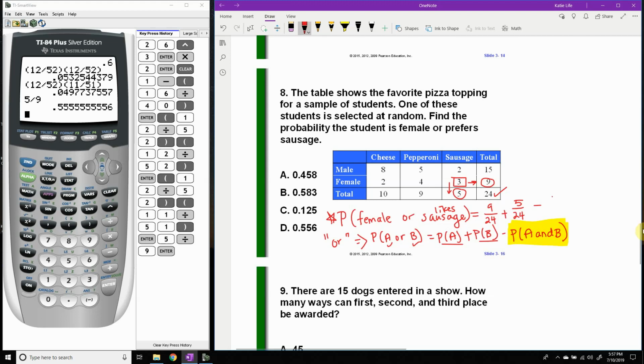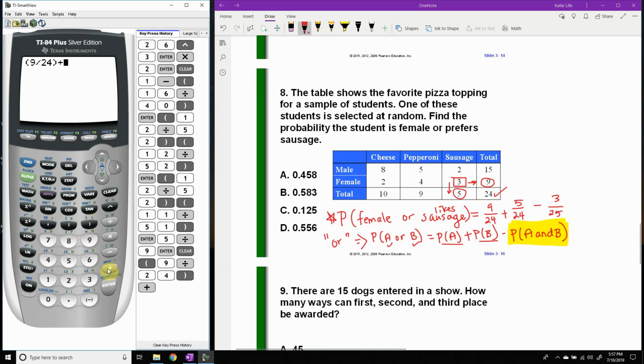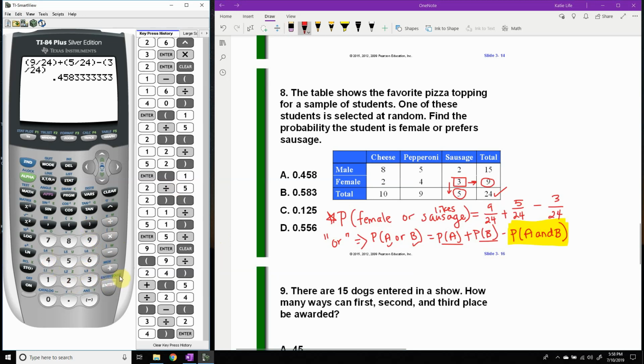So that's what we're going to do. We're going to subtract away those 3 females that prefer sausage that got counted in the count for female and got counted in the count for sausage. Okay, so let's go ahead and calculate that. 9/24 plus 5/24 minus 3, whoops, I don't know why I have 25 there. Silly Katie. This is out of 24. Minus 3/24. 0.4583 repeated, so that looks like A.